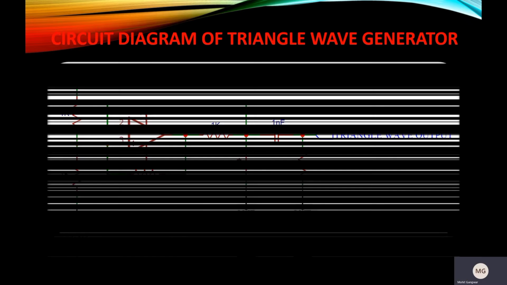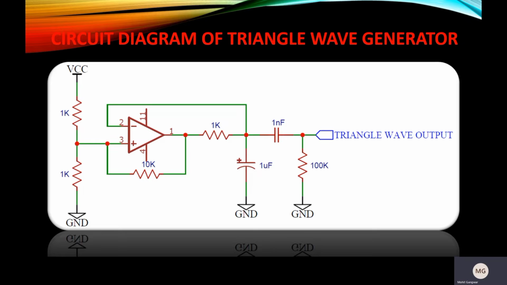This is the complete circuit diagram of a triangle wave generator. This circuit is an example of a relaxation oscillator using a single op-amp as a comparator. Initially, let's assume that the capacitor is discharged. Due to this, the voltage at the inverting input is lower than the non-inverting input, which is half the supply voltage from the resistor divider. The output goes high till the capacitor voltage goes above half the supply voltage.